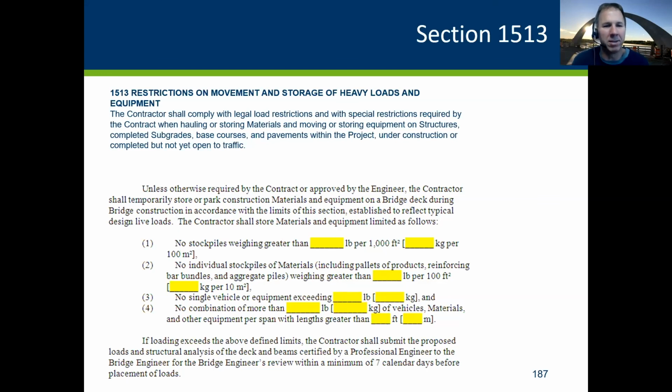So bullet 3 is no single vehicle or equipment exceeding X number of pounds. And number 4 is no combination of stockpiles, vehicles, materials, anything you put on there, as well as a span length limitation. So if you got a multi-span bridge, it may be just isolated to that particular span.